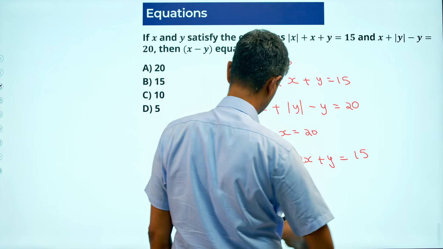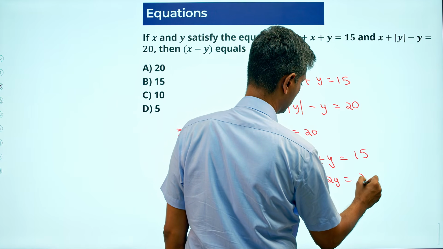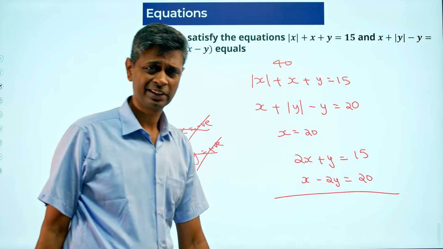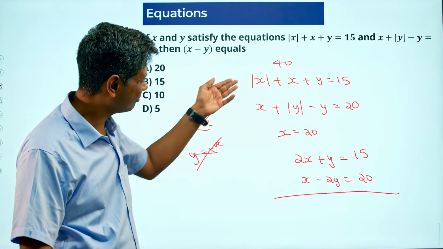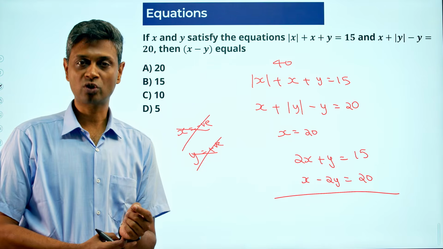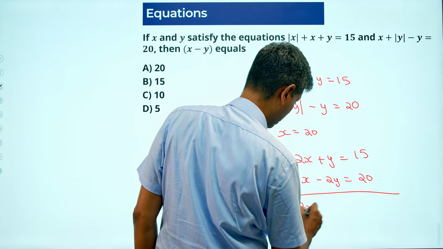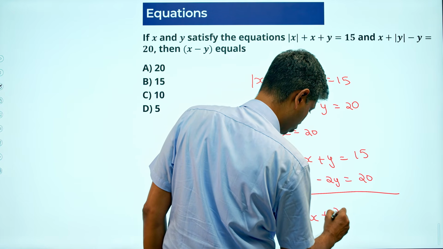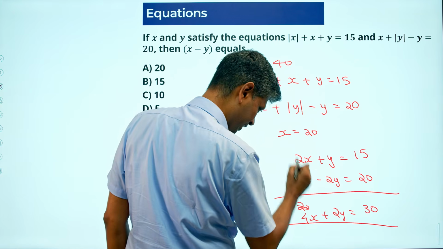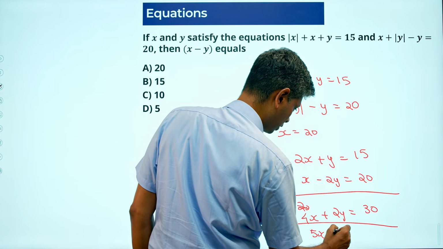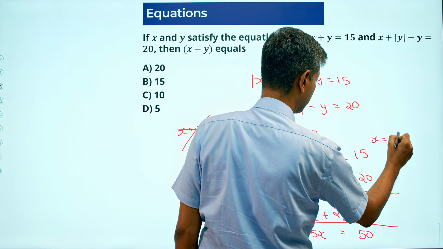2x + y is 15, and x - 2y equals 20. This we can solve much easier. Instead of doing 4 combos, we just plug in, verify, and then do only one combo. So multiply this by 2, giving 4x + 2y equals 30. Add these two, 5x is equal to 50. That gives us x is 10.